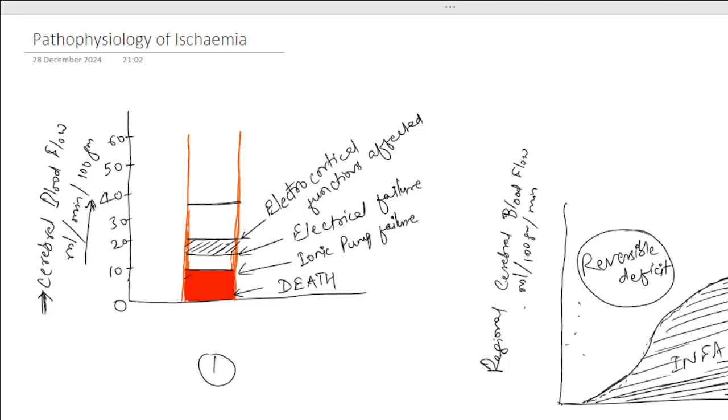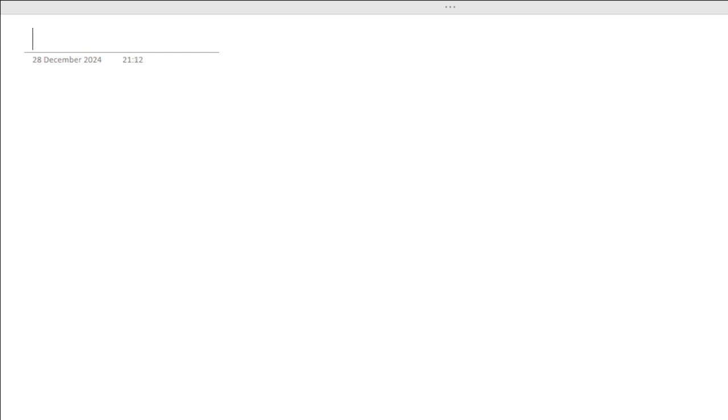Okay, so now we will be talking about the ischemic cascade. How does a significant fall in cerebral blood flow produce a cascade of events, which can lead to the production of a lot of harmful chemicals, and eventually go to apoptosis, programmed cell death?